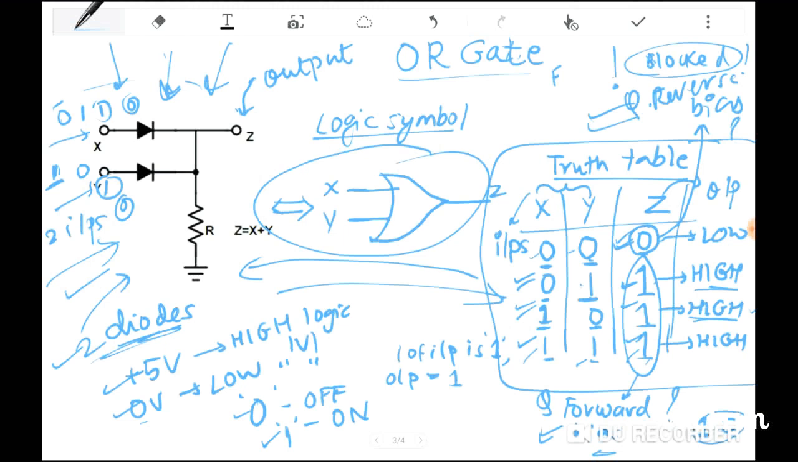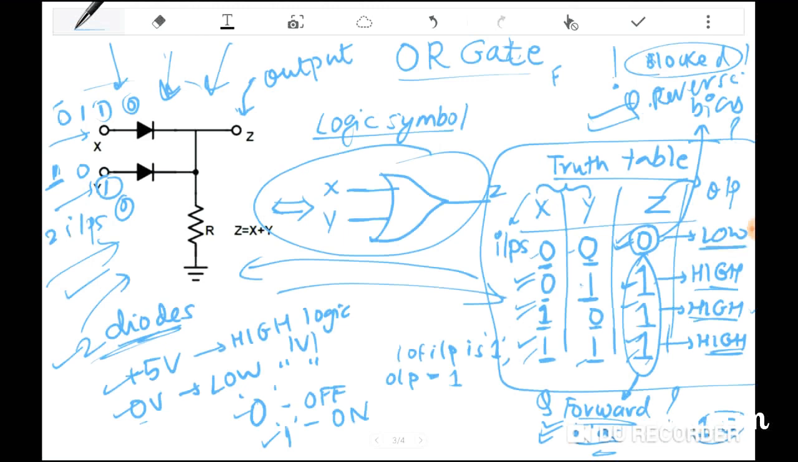When both the inputs are 1, 1, the output will again be 1, that is high. These outputs all correspond to the forward bias state. And the last condition is when both the inputs are 0, we get an output that is low.